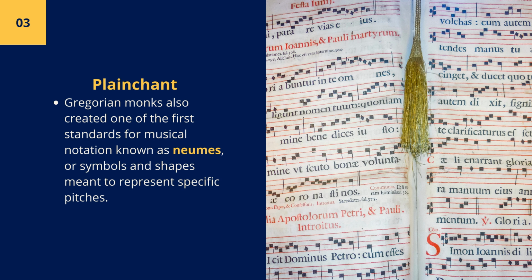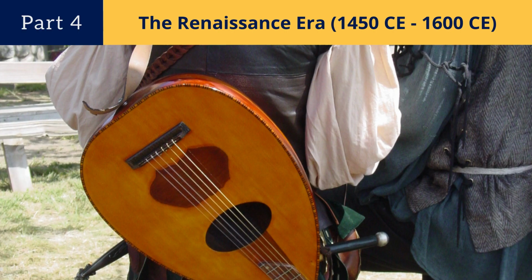So yung ginagamit natin ngayon ng mga notes, yung staff, ang pinanggalingan talaga niyan, ang kanunuan talaga niyan is yung neumes na tinatawag na kinreate ng mga Gregorian monks. Yan. So it wasn't until the late medieval era that music began to get more complex than this with the rise of polyphony, or when two or more melodies are played at the same time to create a unified sound. And that leads to another era.